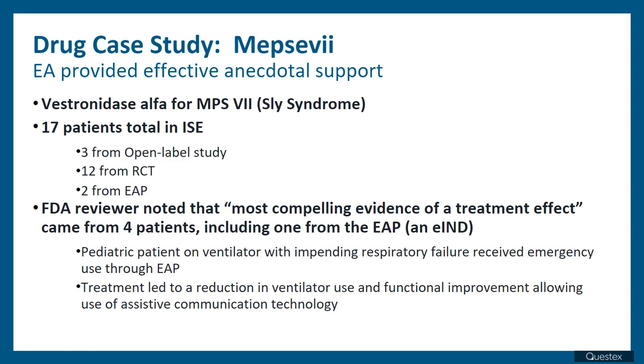And this was a patient where, this is a progressive disease, but the patient was able to significantly reduce the amount of time that they spent each day on a ventilator, as well as enough functional improvement to use assistive communication technology. And so I think powerful anecdotes can be effective in the review process, and this is another example of where that type of data coming from an expanded access program was strongly supportive.